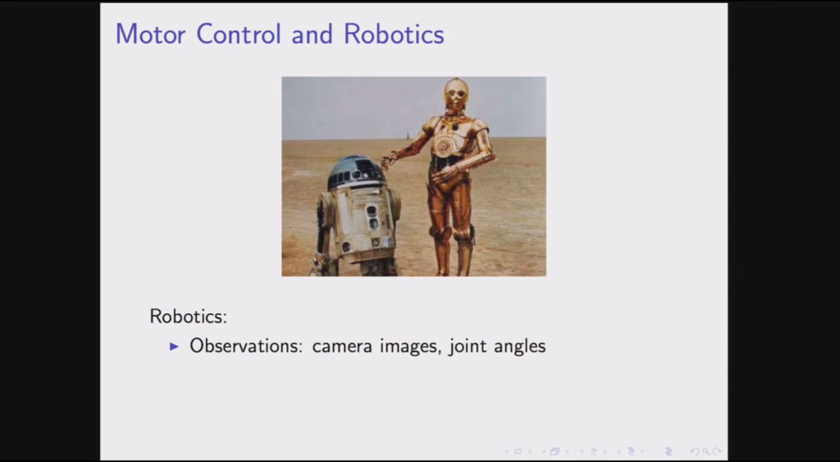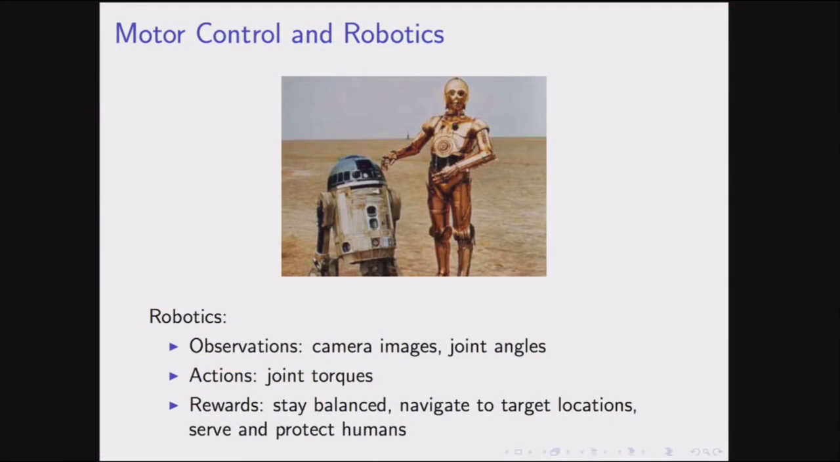Okay, so I'll now give a few examples of different places where you might apply reinforcement learning and what the observations and actions would be. So one example is robotics. Here you could imagine a robot where the observations are the camera images and the joint angles of the robot. The actions are the joint torques you're applying. And the reward is going to depend on what you want the robot to do. So this is something we, as the algorithm designer, get to define. So the rewards could be to stay balanced, to navigate to some target location, or something more abstract like serve and protect humans.